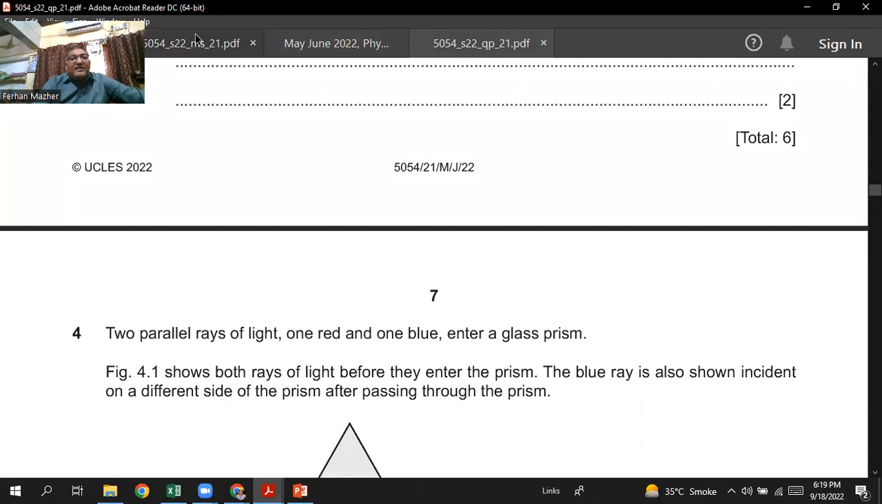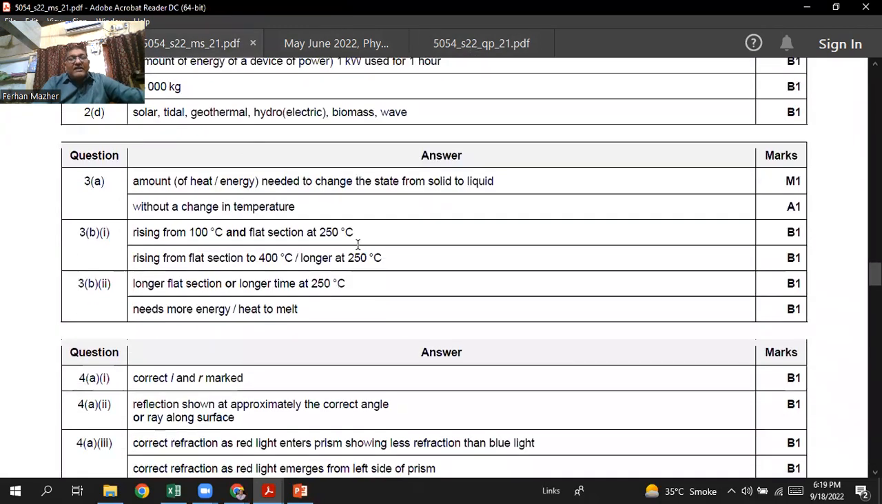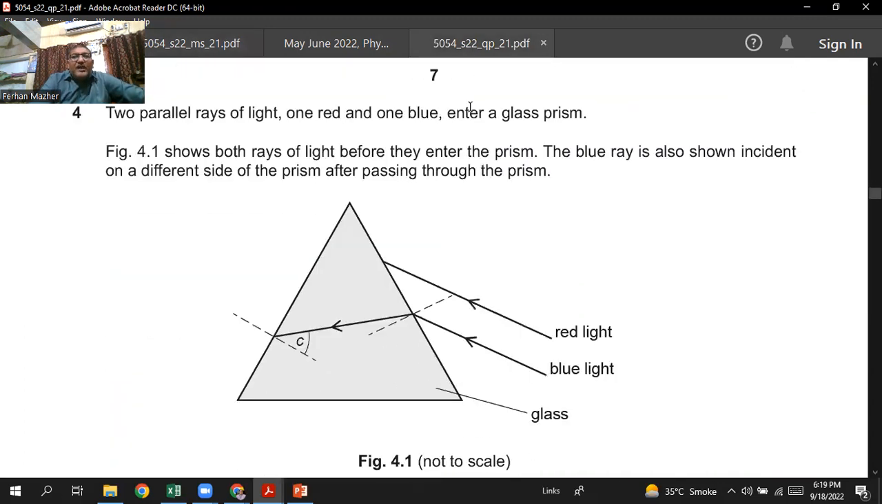I hope you understand. Okay, so let's have a look at the marking scheme. Question number 3's marking scheme is showing up on your screen, and I hope you can pause the video and read this marking scheme. Okay, so we are going to the next question.